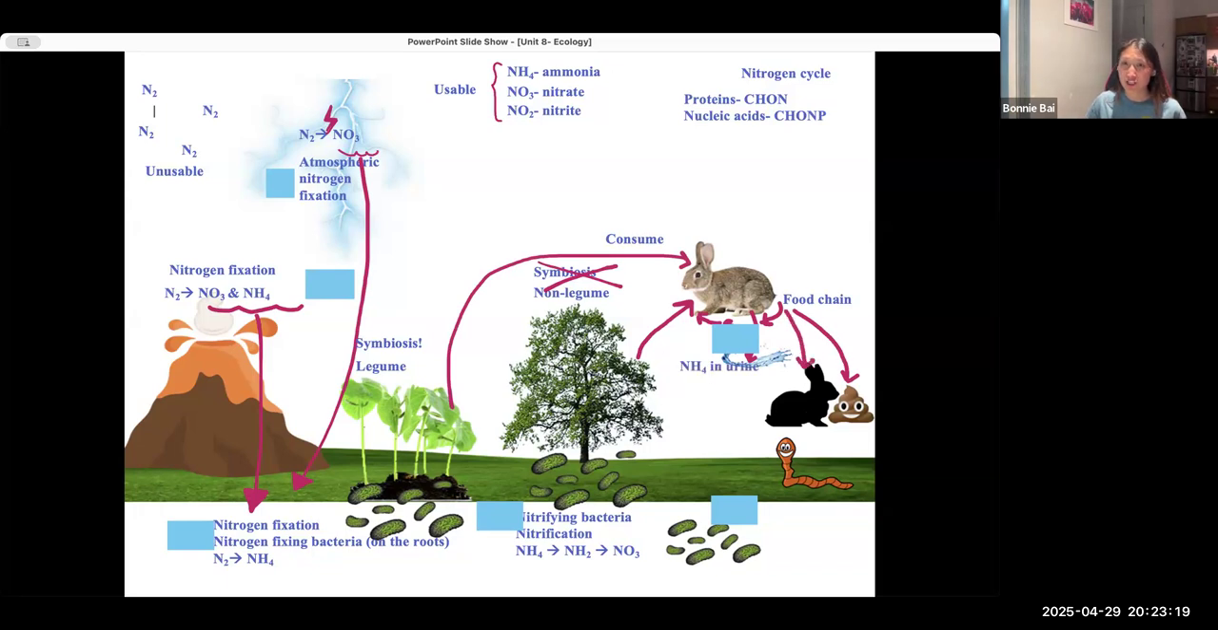Nitrogen also gets released in the urine and the feces, so decomposers can take advantage of that. We have denitrifying bacteria that can go through a process called denitrification, which returns nitrogen back into its nitrogen gas form. And that circle is a little off. And it goes back into the atmosphere. And that completes the entire nitrogen cycle, which is a whole thing.